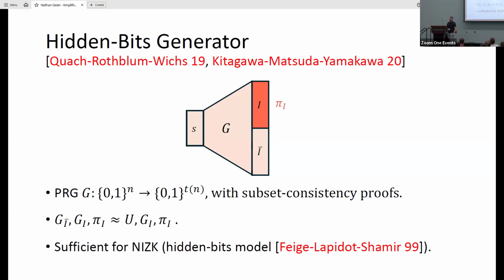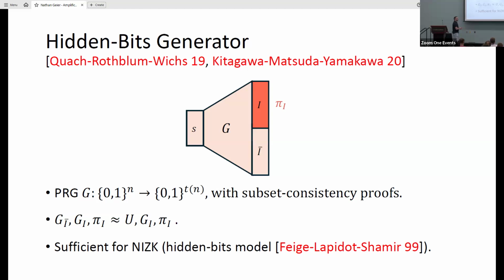So to this end, we are going to think of the primitive of a hidden bits generator. Essentially, this primitive is a PRG along with subset consistency proofs. That is, for every subset I that you choose of the output, once you draw a random seed, and then you reveal the output bits corresponding to subset I, along with the consistency proof, then all the other bits should remain pseudo-random. Okay, this is the primitive of an HBG. And the point is that it is sufficient for constructing NISQ.